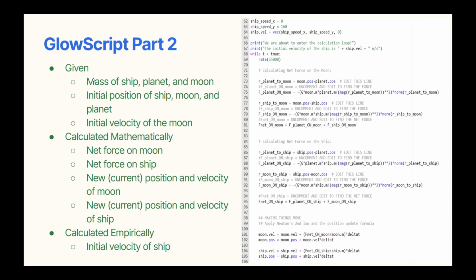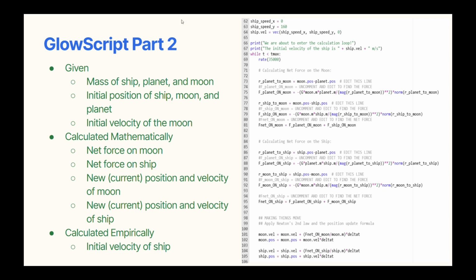For part 2, we were given the mass of the ship, the planet, and the moon, and the initial position of the ship, the planet, and the moon, and also the initial velocity of the moon. With this, we were able to calculate the net force on the moon and the net force on the ship. We were also able to update the position and velocity of both the moon and the ship. And then we calculated empirically the initial velocity of the ship by just placing values for the initial velocity until we got a model that was correct.